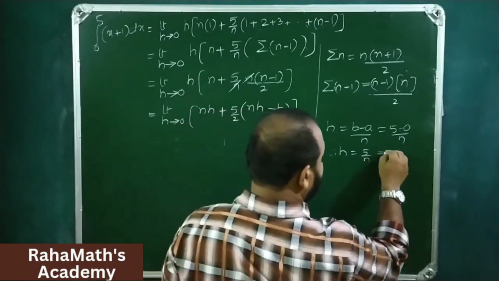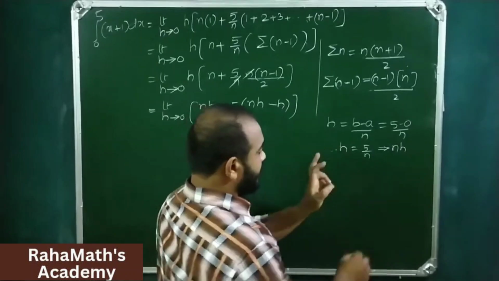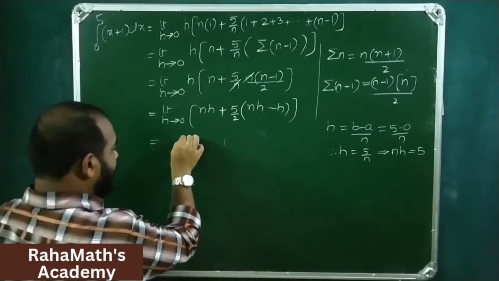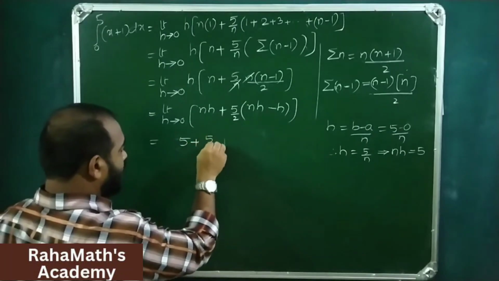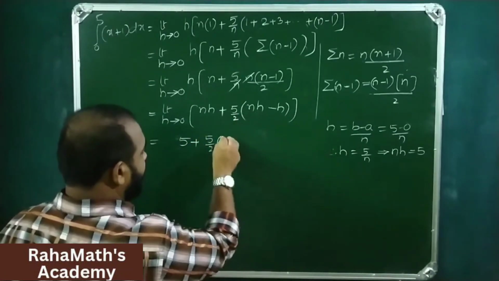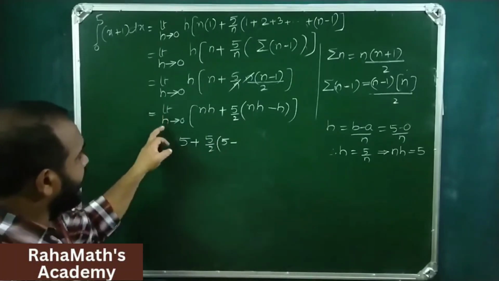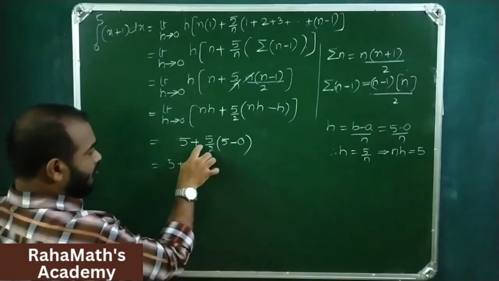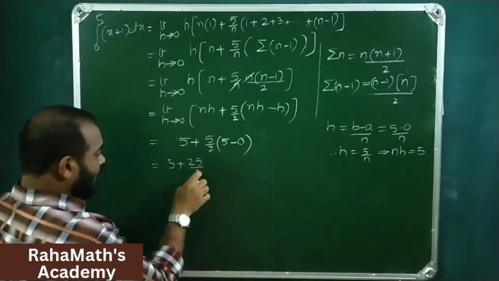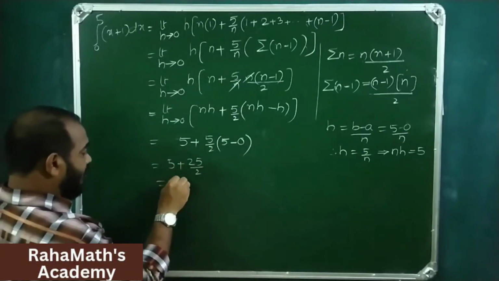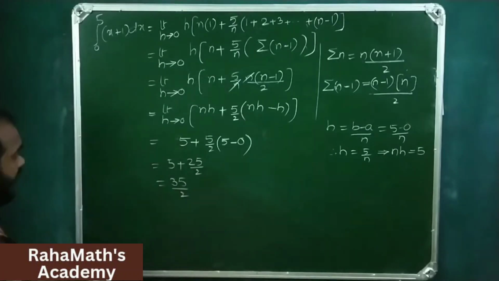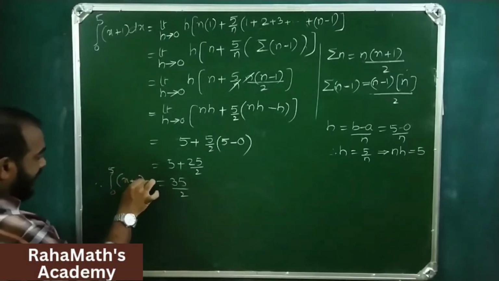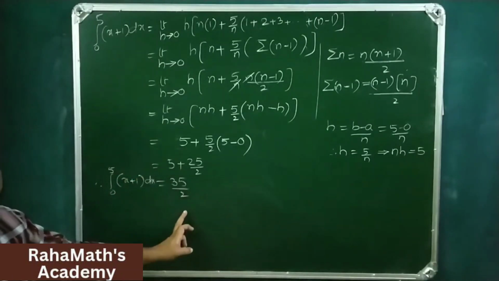In other words, nh is equal to 5 by cross multiplication. This 5 I am replacing here. So nh is 5, plus 5 by 2 into the nh value, 5, minus limit h tends to 0. So this h will be 0 here. So 5 plus 5 fives are 25 by 2. 2 fives are 10, plus 25, 35 by 2. So integral 0 to 5 of x plus 1 dx is equal to 35 by 2.